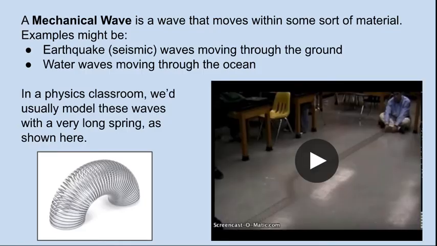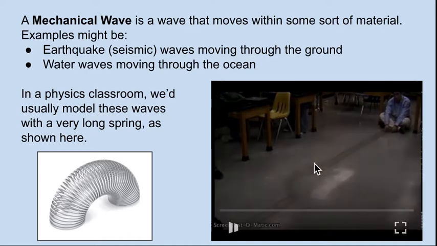Now, we're going to look at three different specific types of waves within our examples. One is a mechanical wave. Mechanical waves are waves where material itself is actually being moved by the wave. Not moved with the wave, but moved by the wave. We'll talk about that more as we go.